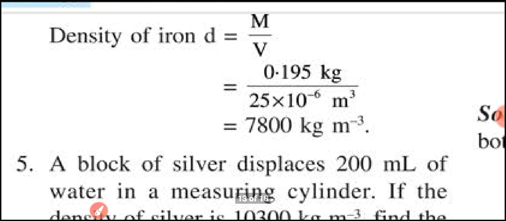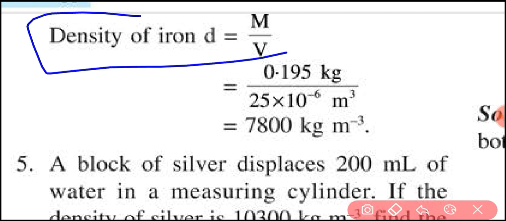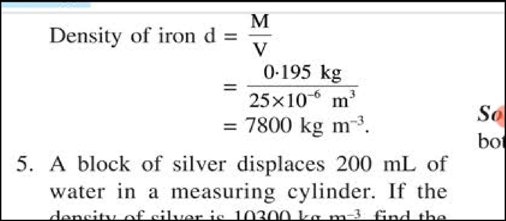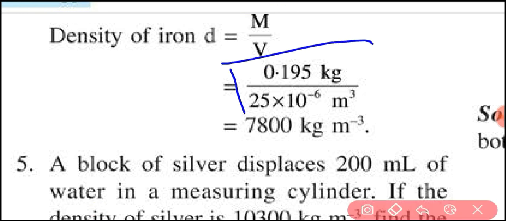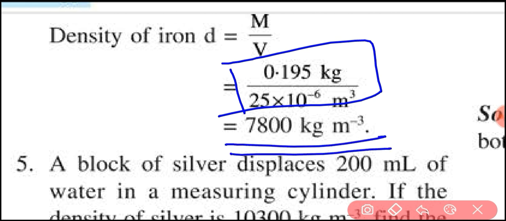Now we can find out the density of iron. D is equal to M upon V. The equation we know that density is equal to M upon V. M, that we already found, is 0.195 kilogram. V also we know, 25 into 10 raised to minus 6. By calculating these both, we will get the final answer 7,800 kilogram per meter cube.